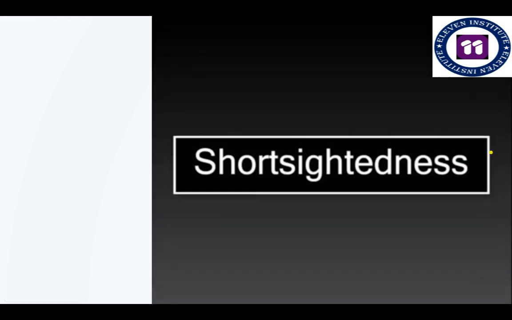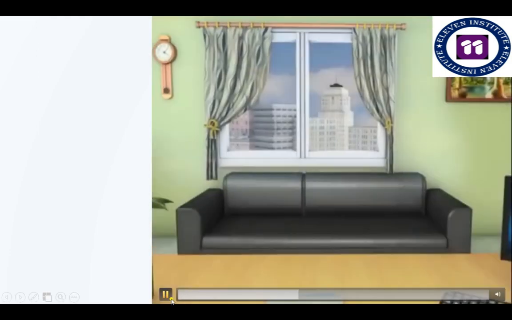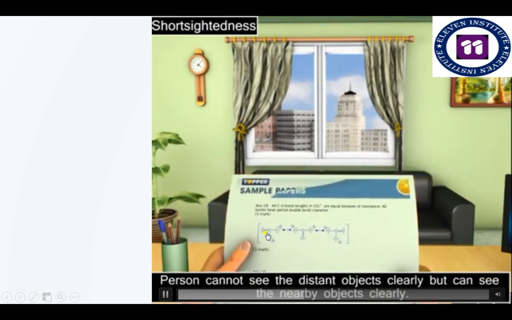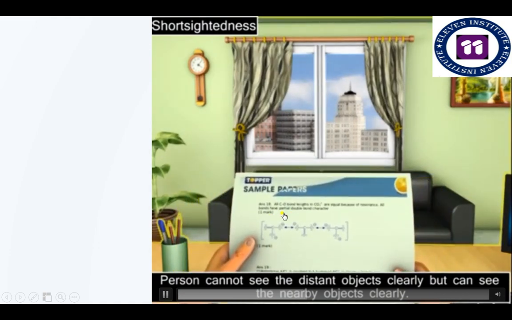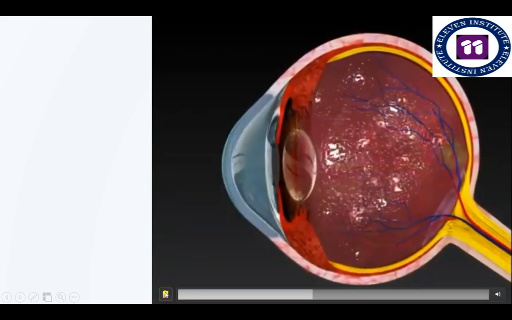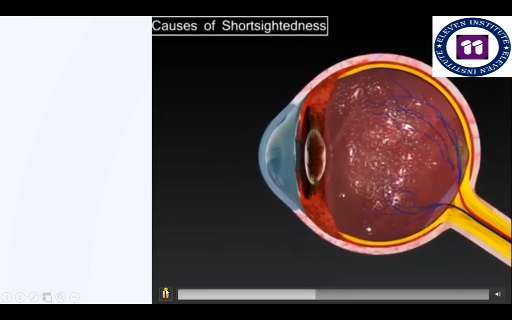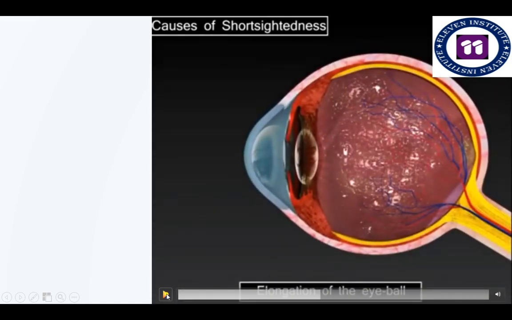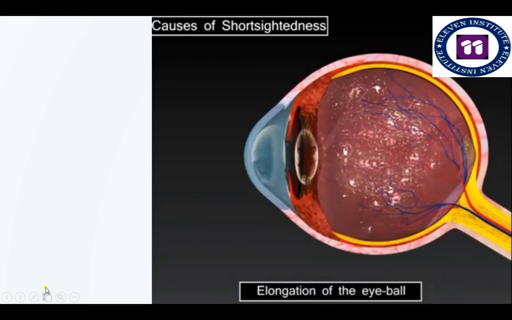Now let us see what happens in case of near-sightedness. In case of nearsightedness, we can see the nearby objects clearly, but when it goes behind, we cannot see it. We cannot see the far objects clearly. Such condition is known as nearsightedness, and in such cases, the lens remains thick. You can see a thick lens over here, or an elongated eyeball. These are the two problems in the cases of short-sightedness. Let me explain it over here.